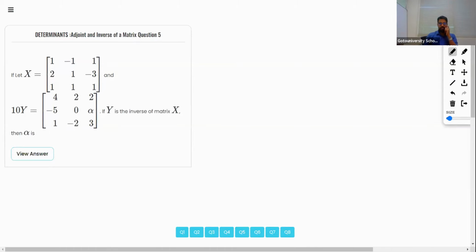With this, I'll move on to the next section of this class, the last and very interesting part of this class. Okay, so let X be a 3x3 matrix and 10Y be another matrix which is given here. In that there's a missing value alpha. If Y is the inverse of matrix X, this must be equal to what? The adjoint of X divided by the determinant of X, right? So if you find this first, we can proceed. We have to find the value of alpha.